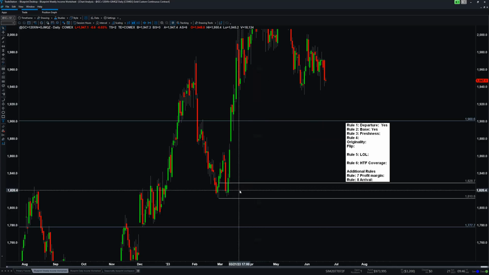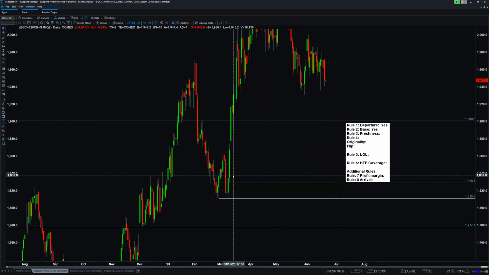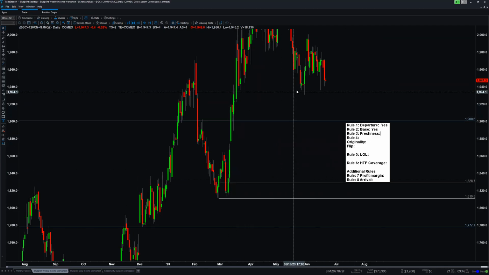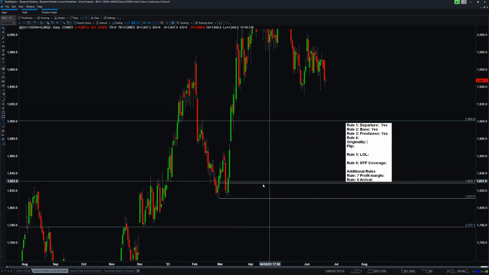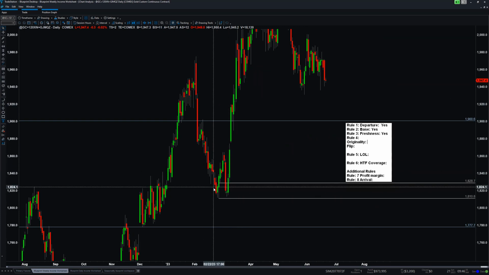Is it fresh? Price has never come back into the zone, and even on the wider, right? Price has never been in here before. So yes, it's fresh. Is it original? And what about a flip? Well, it's a drop-based rally.